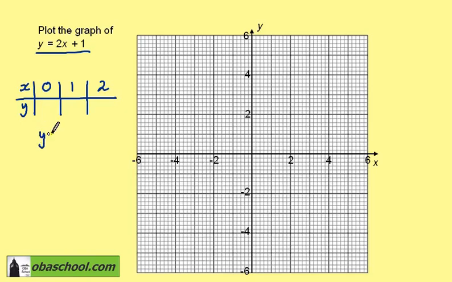If x is 0, y is equal to 2 times 0 plus 1. 0 plus 1 gives us 1. Now x is equal to 1. Y is equal to 2 times 1 plus 1. 2 plus 1 is 3. Now x is equal to 2. 2 times 2 plus 1. 4 plus 1 is 5.